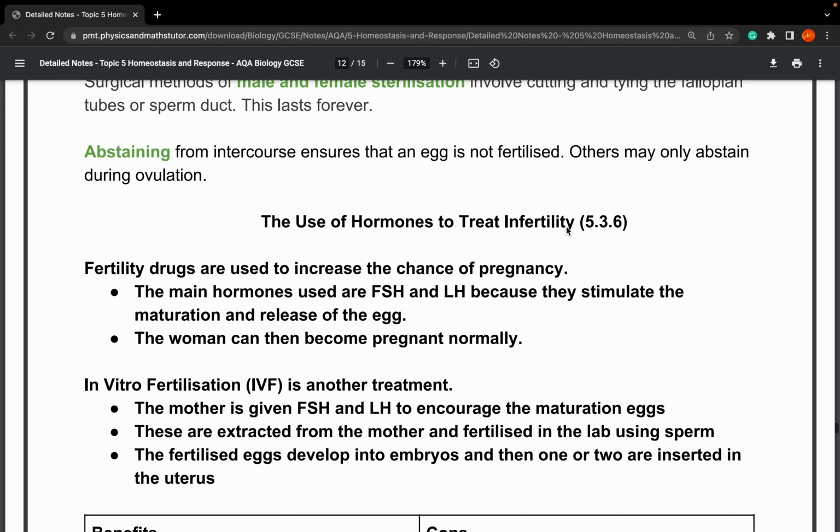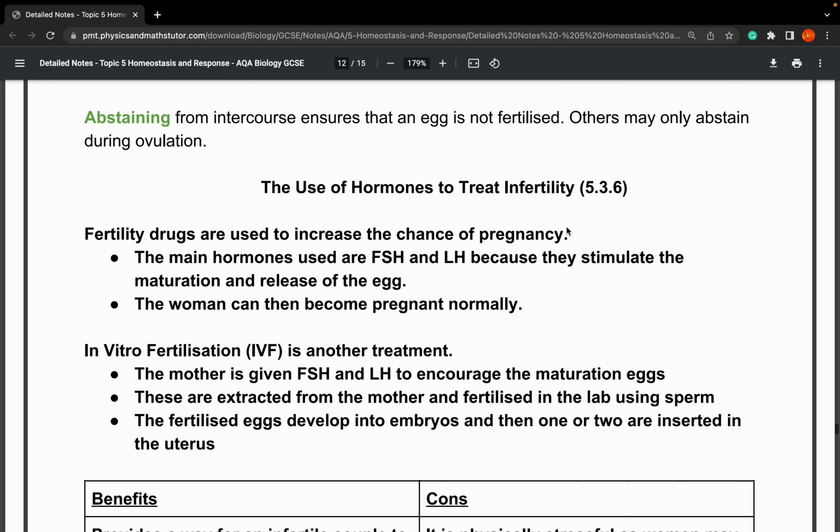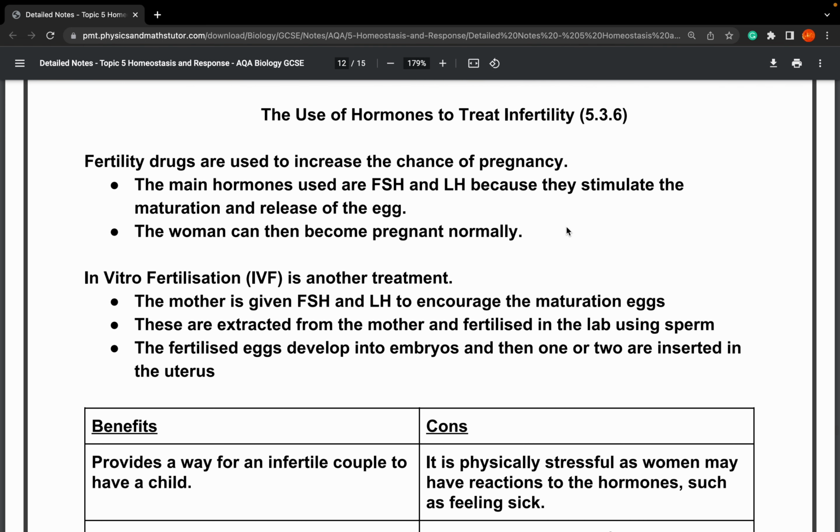So abstaining from intercourse. If somebody is not having intercourse, there won't be any contact between the egg and the sperm. Done. Others may also abstain during ovulation. So during ovulation, on the 14th day, we can stop intercourse.